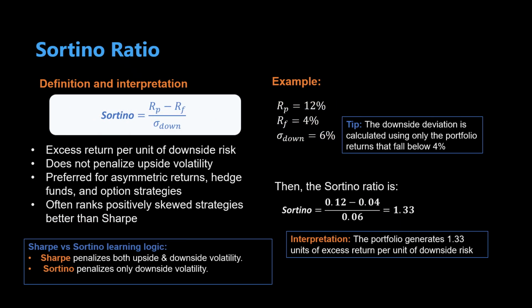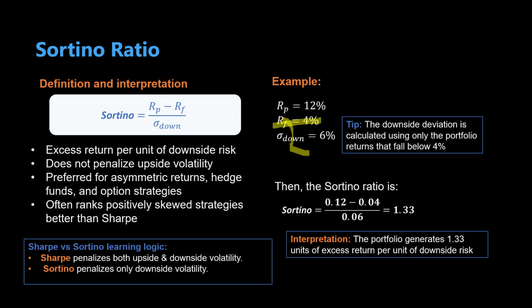The Sortino ratio was designed to fix one of the most criticized shortcomings of the Sharpe ratio, that is, the equal penalization of upside and downside volatility. The Sortino ratio replaces total standard deviation with downside deviation. This standard deviation is calculated using only returns that fall below a minimum acceptable return, or MAR. This minimum return is normally the risk-free return or any other benchmark return that is defined by the portfolio manager. In the numerical example here, the minimum acceptable return is 4%.